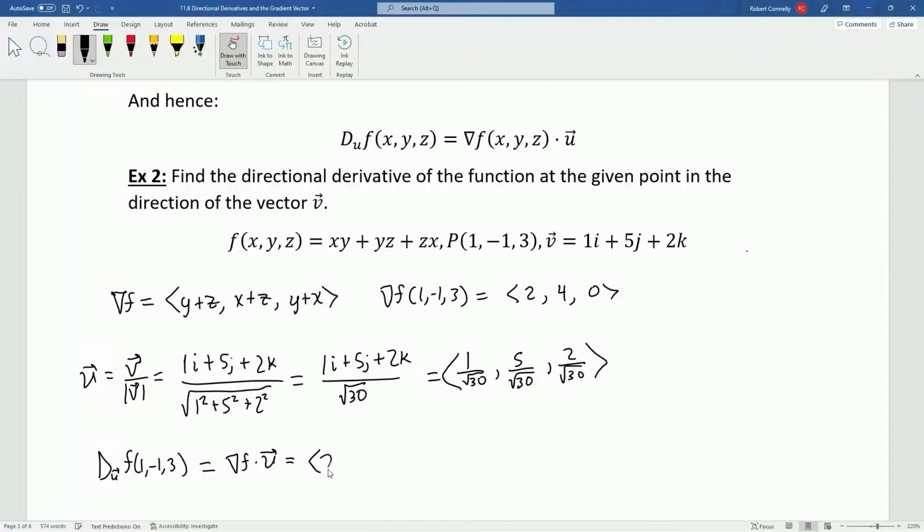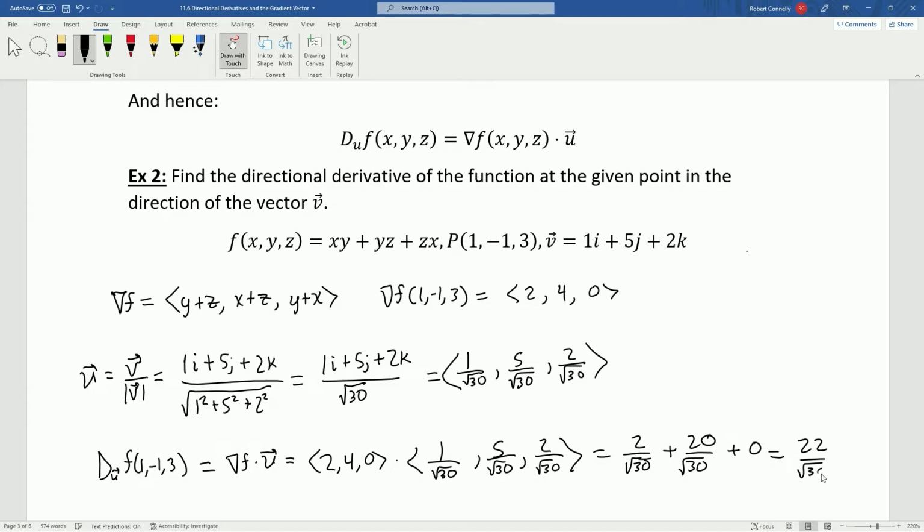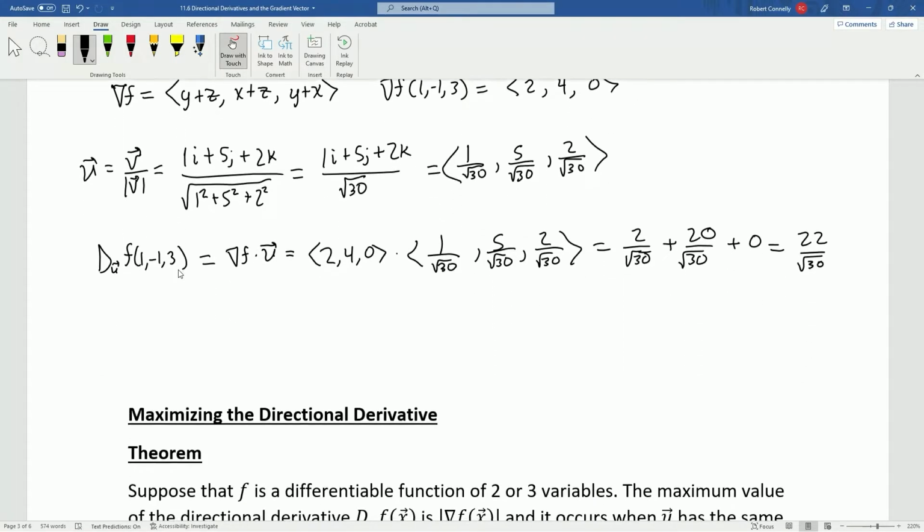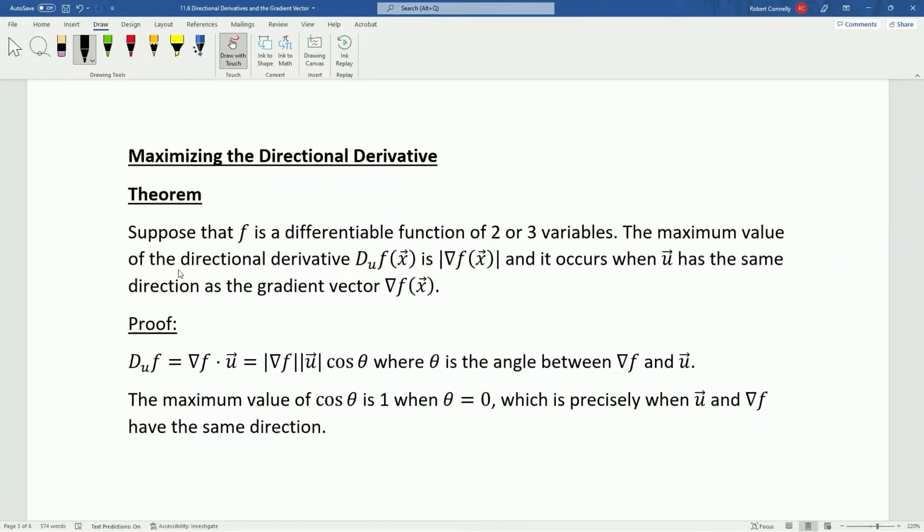And what does that give us? That gives us 2, 4, 0, dot, 1 over root 30, 5 over root 30, 2 over root 30. And this dot product gives us 2 times this, that's 2 over root 30, plus 4 times this, that's 20 over root 30, plus 0. So this is 22 over root 30. Okay, that's it for example 2 here. Go ahead and move on to another idea.